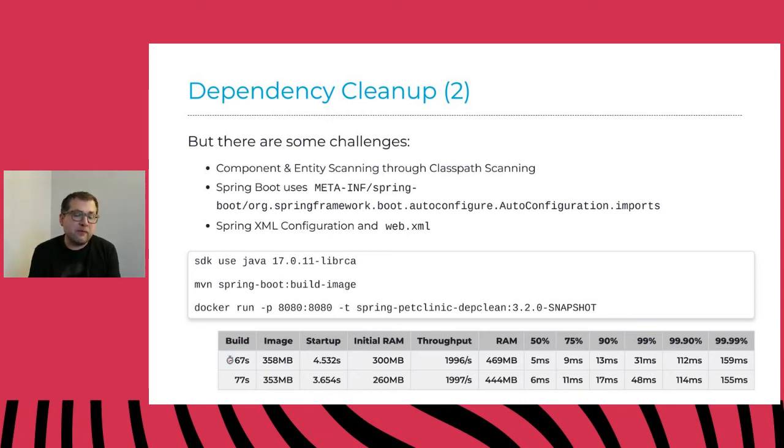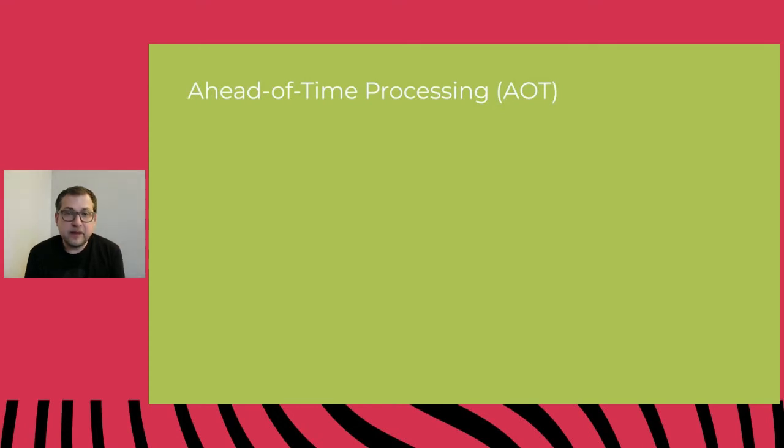There might be some false positives in the report, but as you can see in my example, I could strip off like 5 megabytes in container image size just because I removed some dependencies which are not needed, right? Okay, so that's basically the thing.